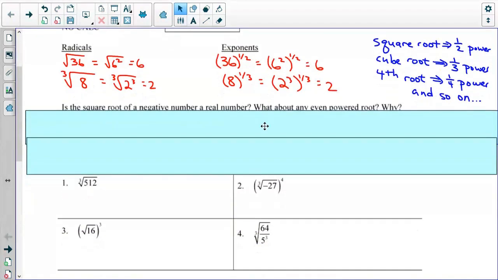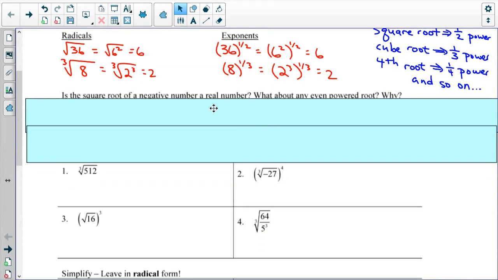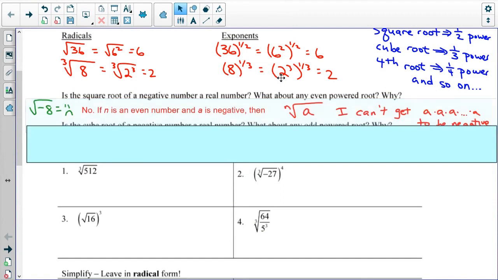So to answer the next two questions, is the square root of a negative number a real number? We already know that that answer is no. And what about any even root? Well, if I have the square root of -8, I already know that would be square root of 8 times i, or 2 times square root of 2 times i. We already know that from the quadratics chapter, but that works for any power.